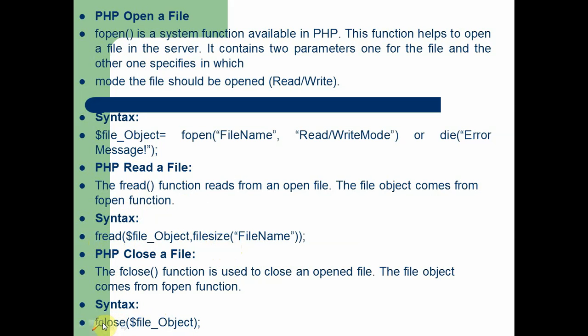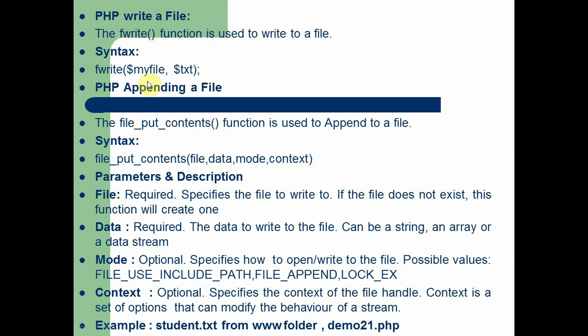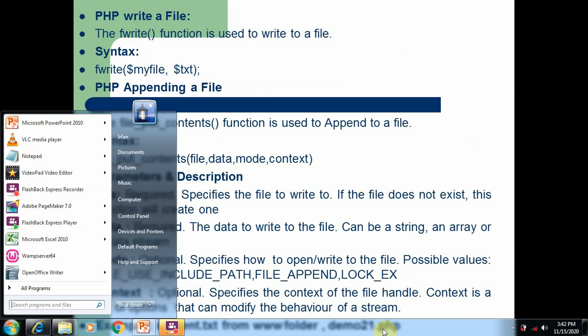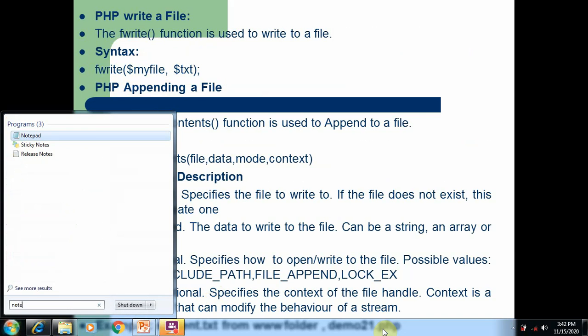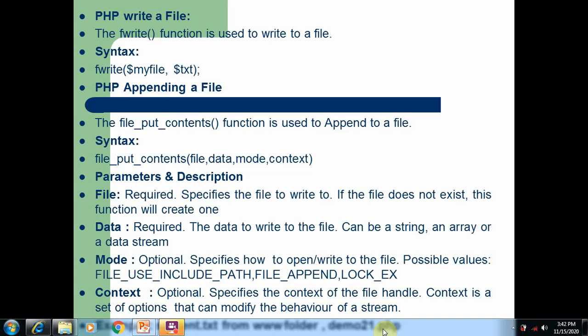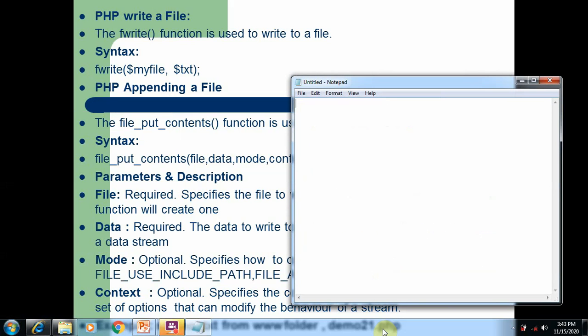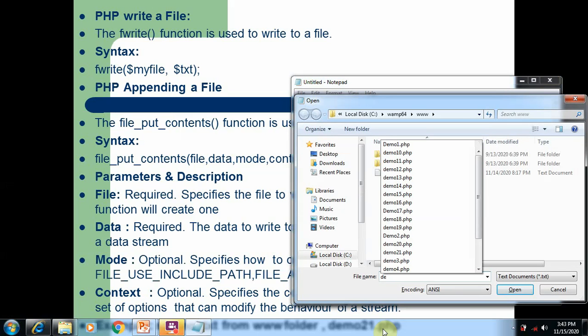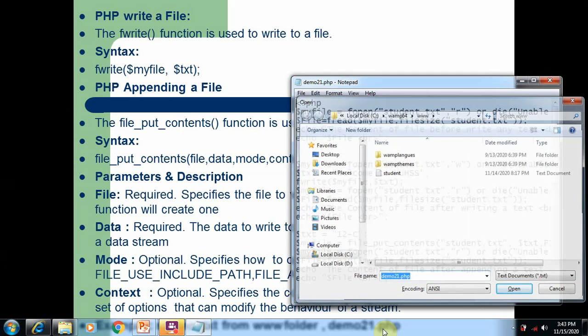So what is the syntax? fclose with the object name. Here we can also understand how to write to a file: fwrite with the file name and text. This text will be stored in this variable. All these four functions are discussed in the file called demo21.php. First, open the code of demo21.php through Notepad and try to understand the code written inside it, where we use different file-related functions.